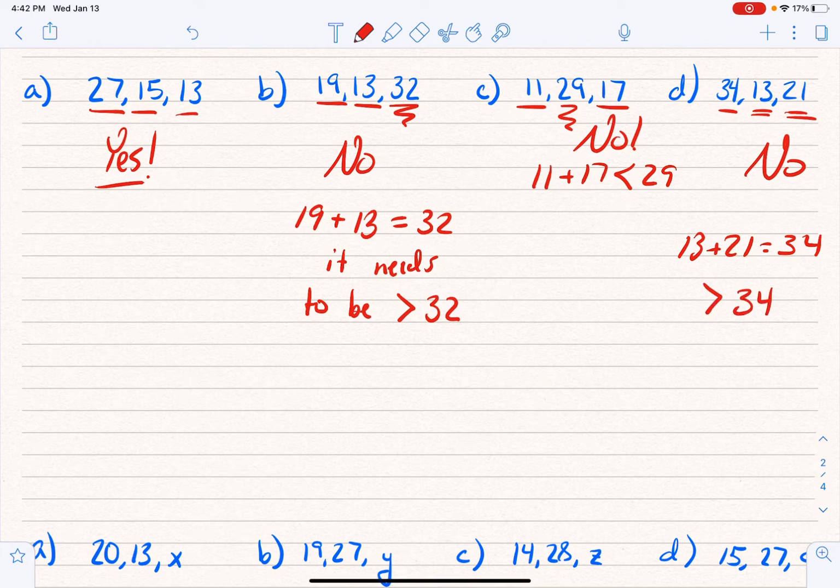Now, if doing these you can't remember the rule, you just always think back: you add the two smallest and make sure they add up to be bigger than the largest. Like here, 15 plus 13 was 28, which is bigger than 27. So you always look for the two smallest, because obviously the bigger ones, like 27 and 15, are going to be bigger than 13. But you look for the two smallest and make sure they're bigger than the largest one.